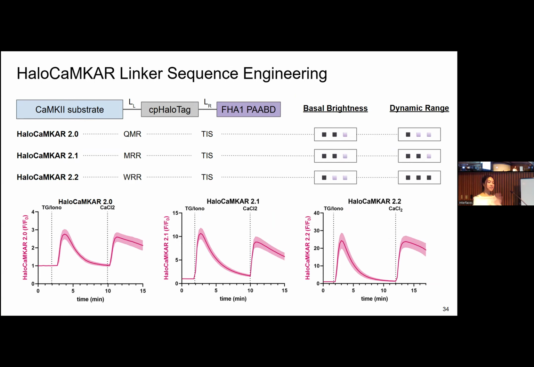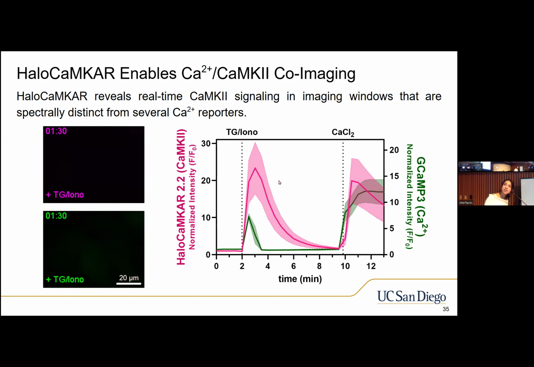So we're very excited about these results and these sensors, and we're currently working on a lot of applications for them, but one application that I'm particularly excited for involves calcium and CAMK2 multiplex imaging in vivo. Because of the chemogenetic single fluorophore nature of these sensors, we can image CAMK2 in spectrally distinct windows from other existing calcium reporters. So here I'm showing Halo CAMCAR 2.2 labeled with JF635 and the calcium sensor GCaMP3.